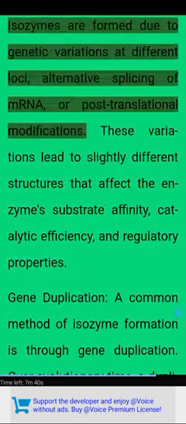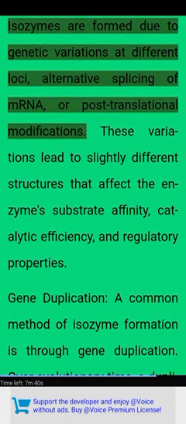2. Mechanism of isozyme formation. Isozymes are formed due to genetic variations at different loci, alternative splicing of mRNA, or post-translational modifications. These variations lead to slightly different structures that affect the enzyme's substrate affinity, catalytic efficiency, and regulatory properties.